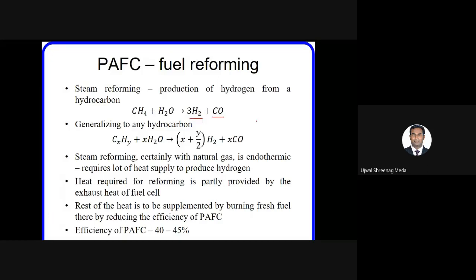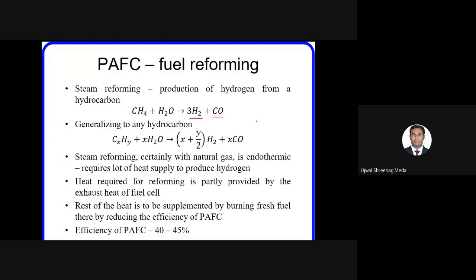And usually this steam reforming is not just one reaction. There is one more side reaction that takes place. So this carbon monoxide again reacts with steam, forming carbon dioxide. So these two reactions often take place simultaneously. And we are going to learn more about this steam reforming in Unit 5.